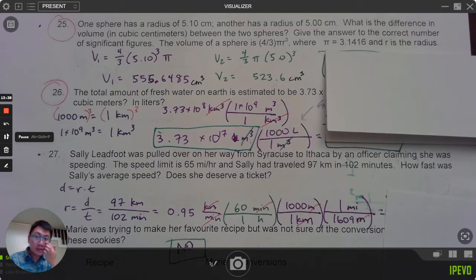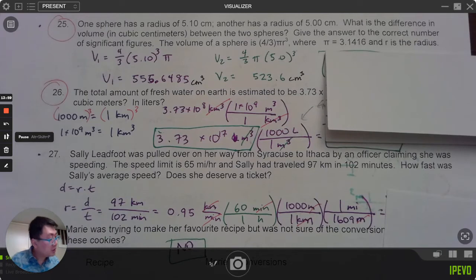Looking at the other side, question number 25. It says one sphere has a radius of 5.1 centimeters, and the other one has a radius of 5.00 centimeters. What's the difference in volume in cubic centimeters between these two spheres? Give the answer to the correct number of significant figures.